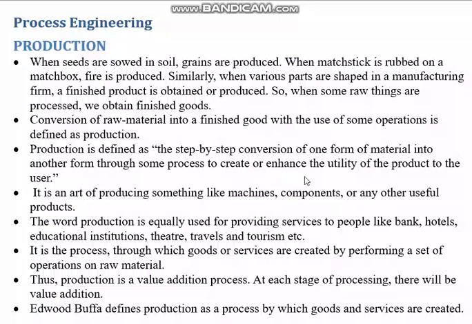And the purpose is to enhance the utility of the product to the user. As a steel rod, it may not be of so much use, but when you convert it into a bolt, the utility of that lump of metal is much increased. So this is how production can be defined: the step-by-step conversion of one form of raw material into another form through some process to create or enhance the utility of the product to the user.